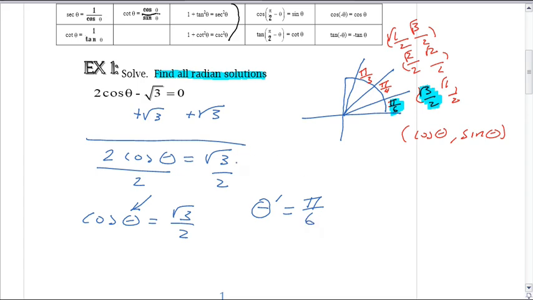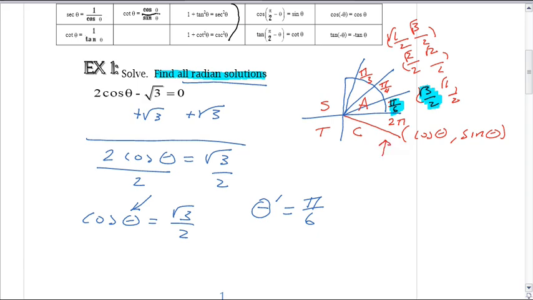I wish that was our only solution, but it says find all the solutions in radians. So what I want to do now is use All Students Take Calculus to figure out where else cosine is positive. So all students take calculus. So also in the fourth quadrant, remember to generate that radian. It's a reflection, and I want this radian right here.